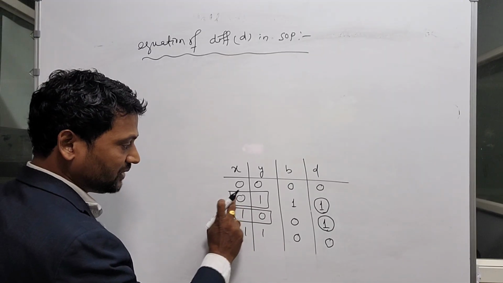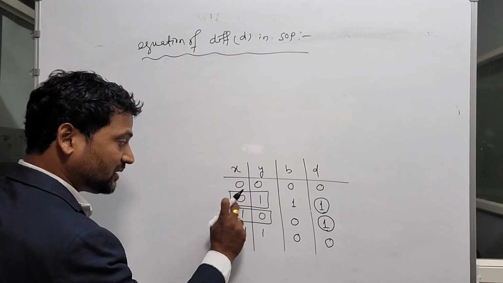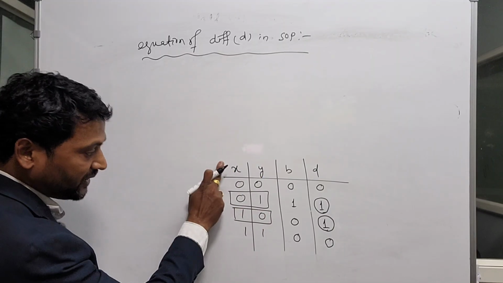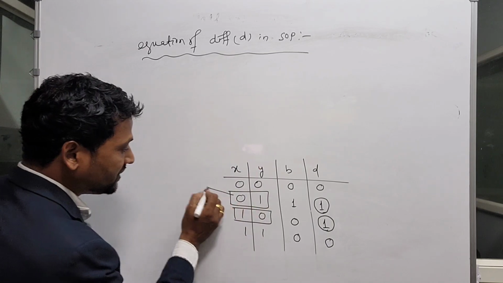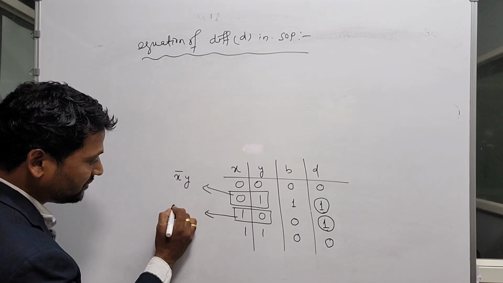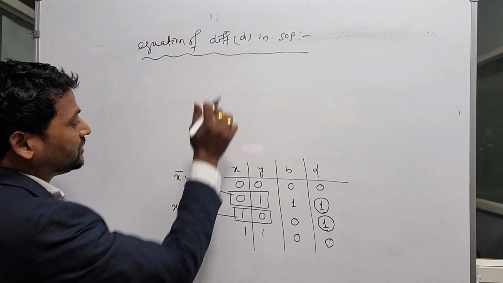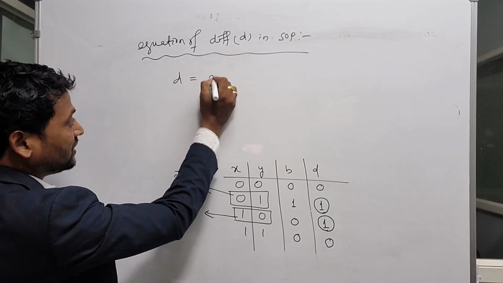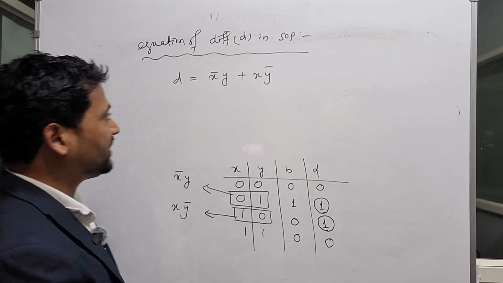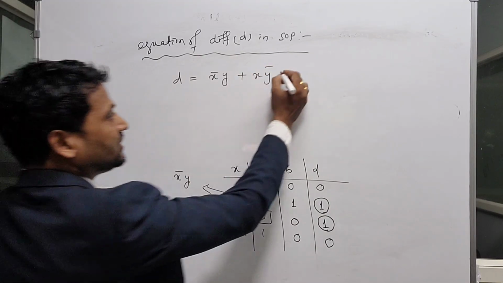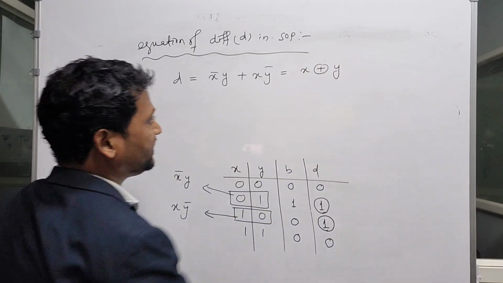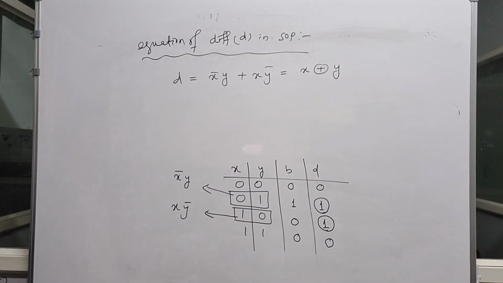So 0 means x bar, 1 means y, and 1 0 means x, 0 means y bar. So here I can write x bar and y, and in this place I can write x and y bar. So you can write this equation: d is equal to x bar y plus x y bar. It is which type of circuit? XOR circuit. That means x is XORed with y, it is an XOR circuit.